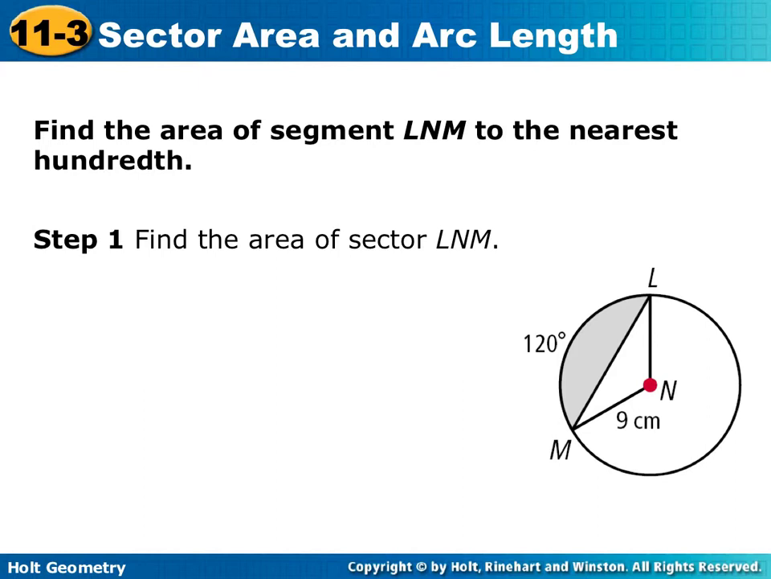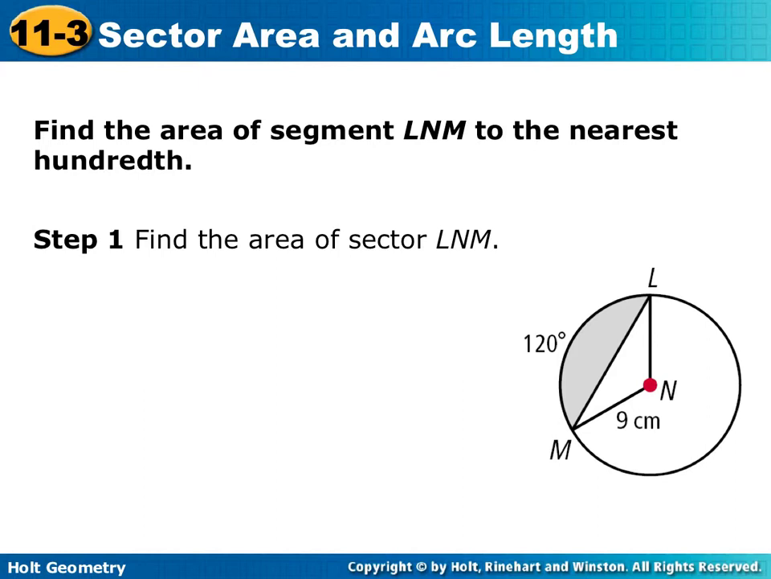What do your notes say to find the area of a segment of a circle? Area of the sector. So let's find the area of the sector. Measure over 360 times pi r squared. What's the degree measure for the sector? 120. What's the radius of the circle? 9.